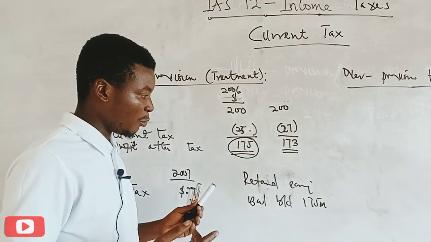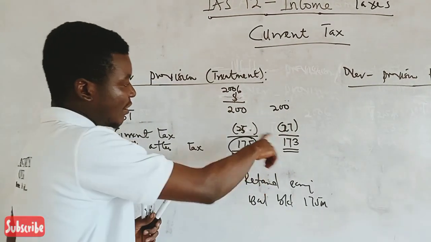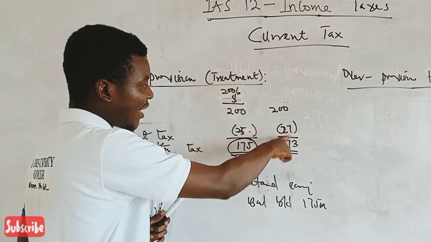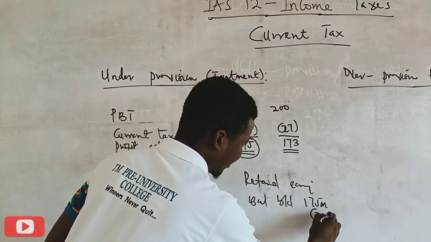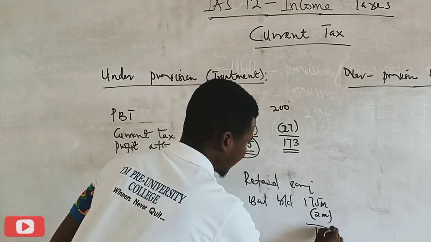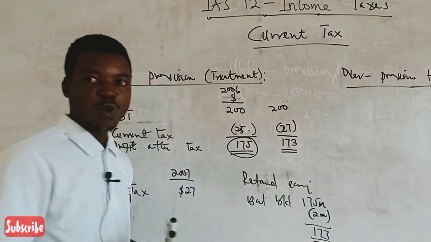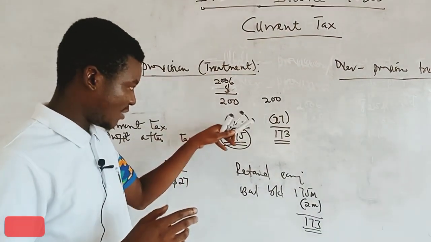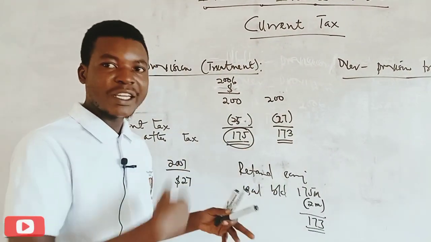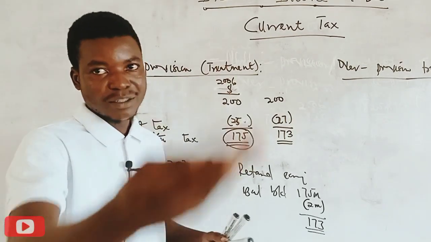So what are you going to do? The entity can say that okay, tax is an expense, so the increment is also an expense, so let's go and supply the 2 million over here to make it 175. No, you can't do this. Why can't you do this? Because this is an estimate. So the increment or decrease should be treated as a change in an estimate.